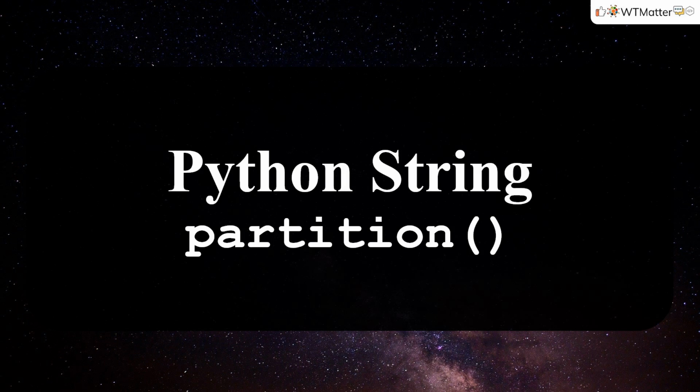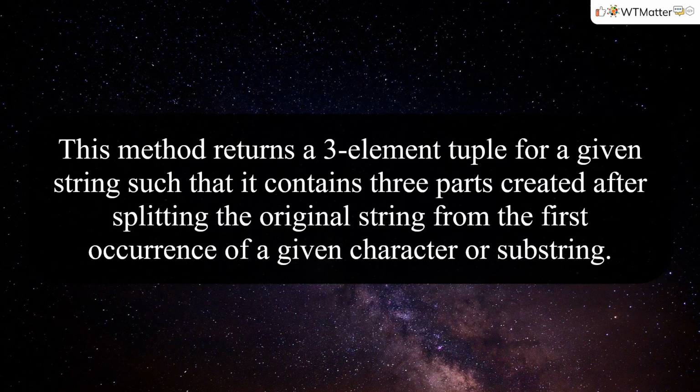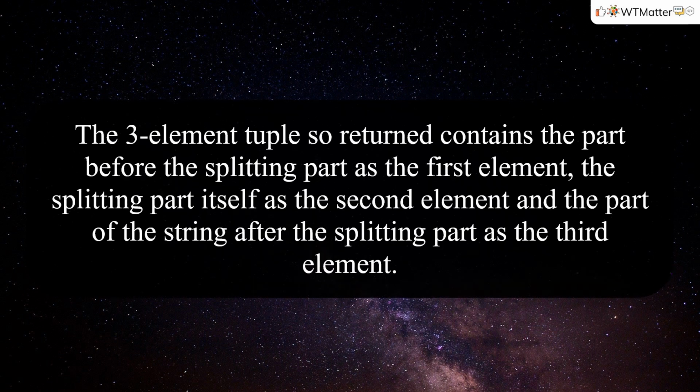Python string partition. This method returns a 3-element tuple for a given string such that it contains 3 parts created after splitting the original string from the first occurrence of a given character or substring. The 3-element tuple so returned contains the part before the splitting part as the first element, the splitting part itself as the second element, and the part of the string after the splitting part as the third element.